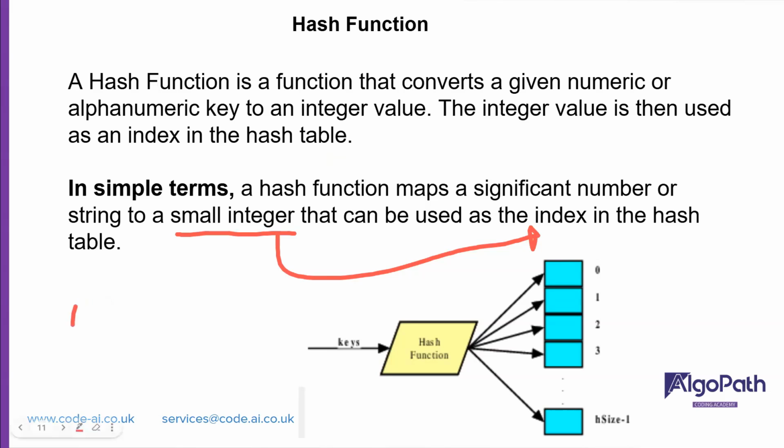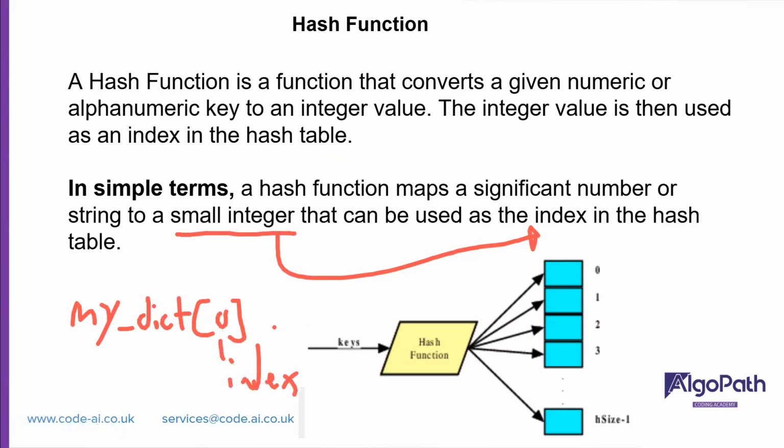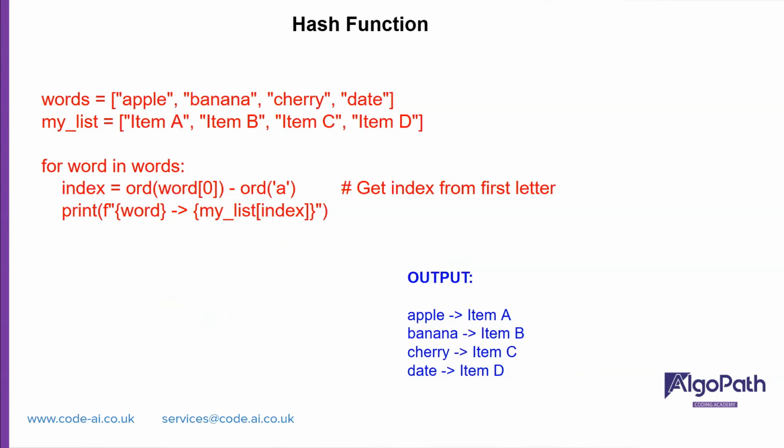So when I say an index, imagine we have a dictionary and we have an index value. This 0 is the index value. So these values can be found and represented using a hash function from letters of the words. Let's have a look what that actually means in real life. So let's imagine that I have my words here: apple, banana, cherry, date. And you can see that they start with A, B, C, and D.